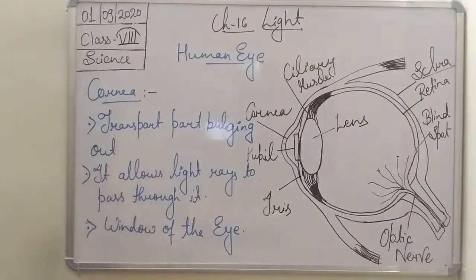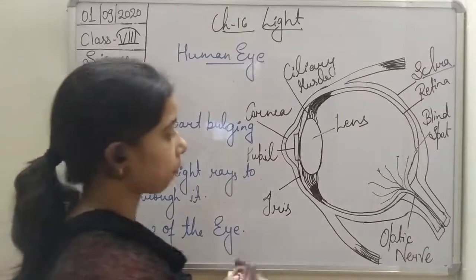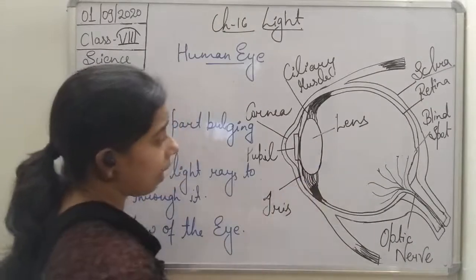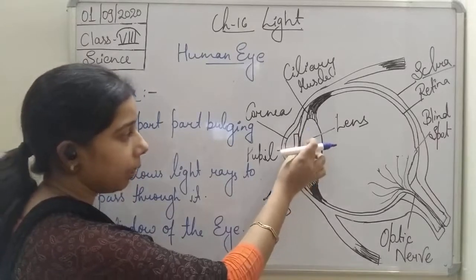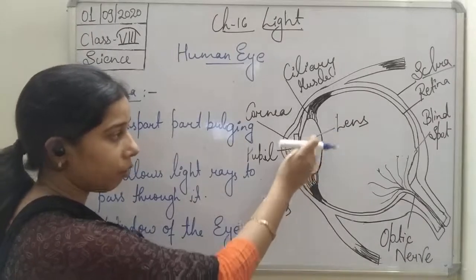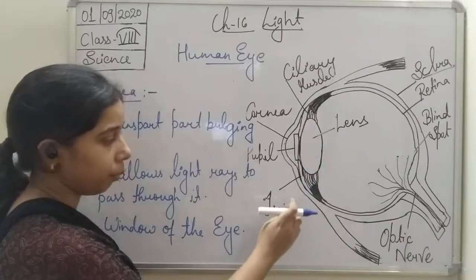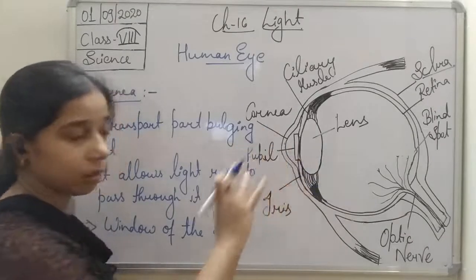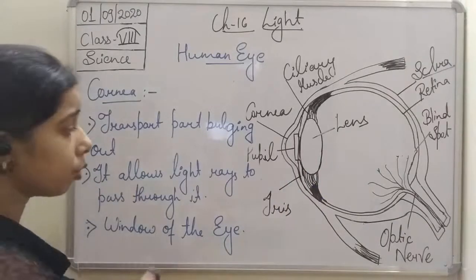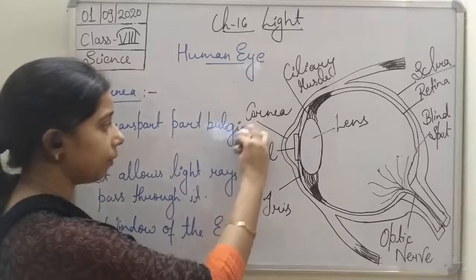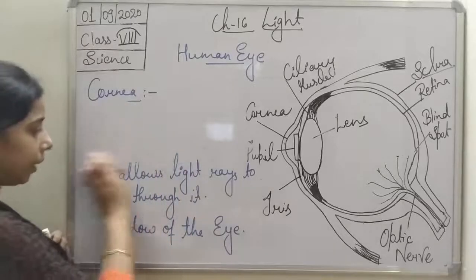Now we will discuss the next one, students, and that is iris and pupil. You can see here, this is the iris, and the pupil is this portion. The middle portion of the iris is actually the pupil. So this is the center portion, that is the pupil, and the iris is this one. The iris is attached to the ciliary muscle, students. Let us understand the role of the iris and pupil in our eye.